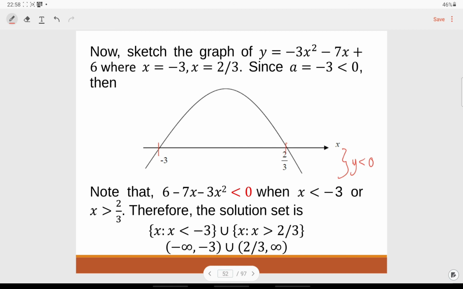For the area below the x-axis, we have these two areas. This one moves to negative infinity, where x is less than negative 3. This one moves to positive infinity, where x is greater than 2 over 3. So we combine them together and come up with this set of solution. We also can represent the solution in interval form.